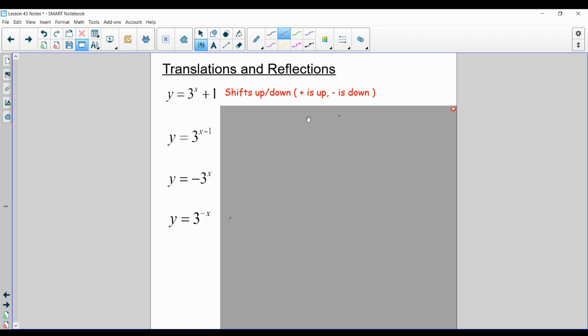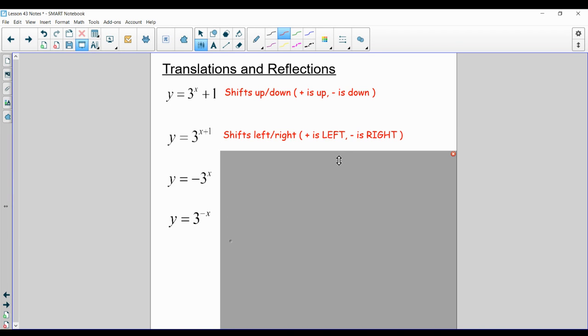If you add or subtract in the exponent, that is going to shift it left and right. It's going to go opposite of what you think. Plus is going to move it to the left. Negative is going to move it to the right. Just like when we did, say, y is equal to x squared, and we did then x plus 1 squared. That moved it to the left one spot. Same idea here.